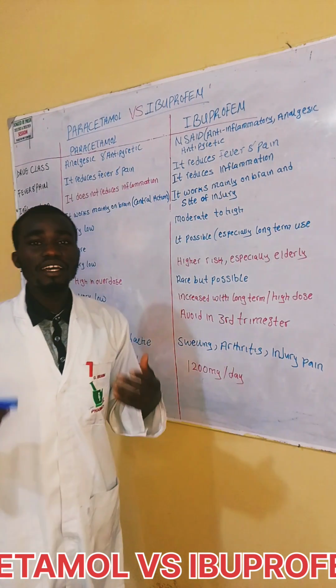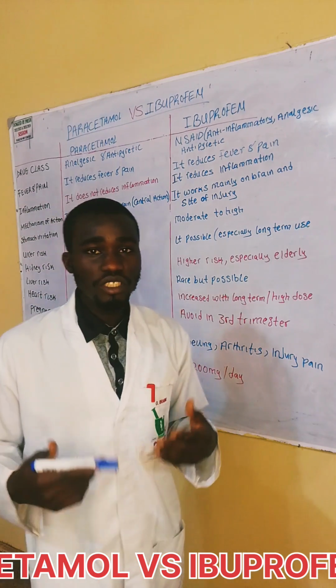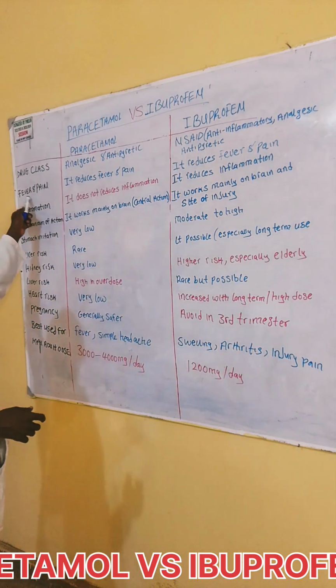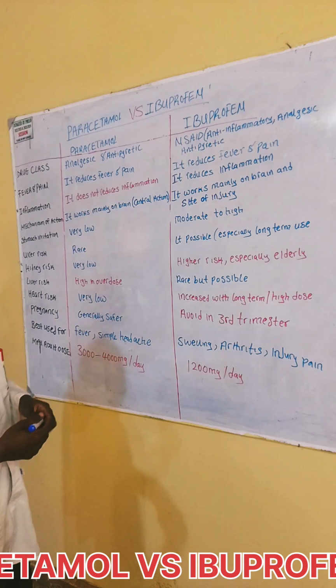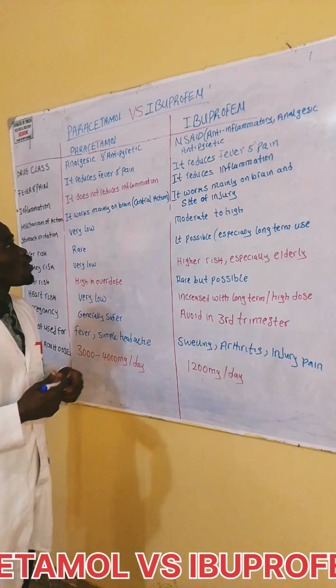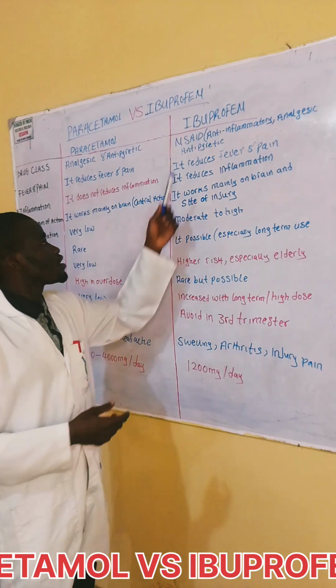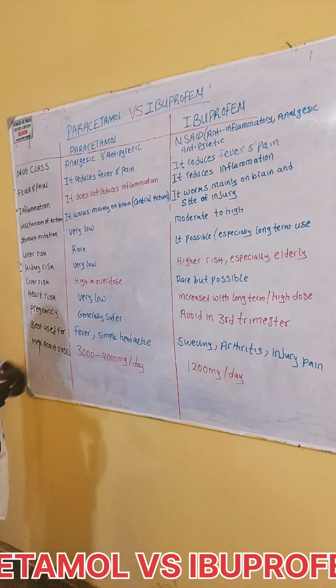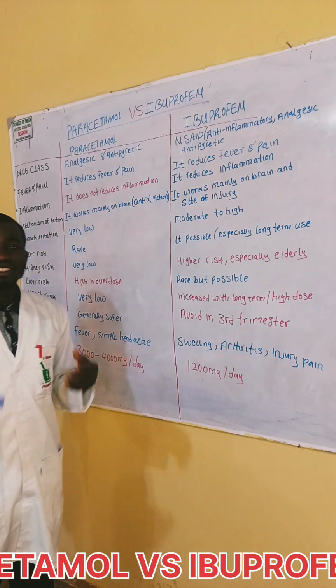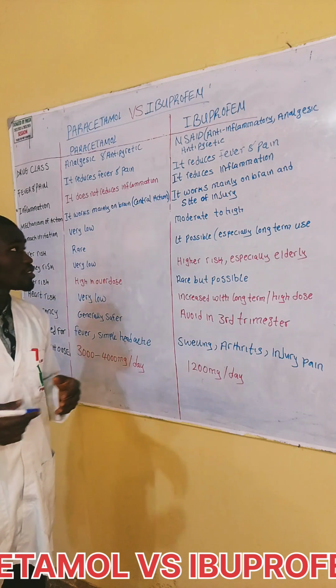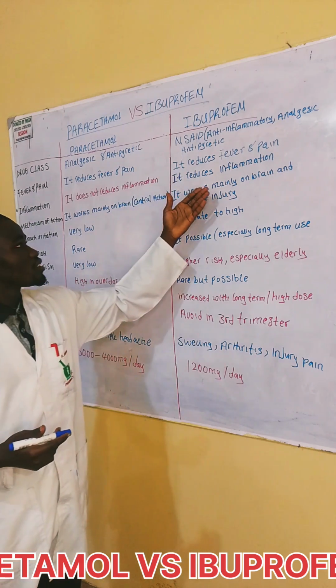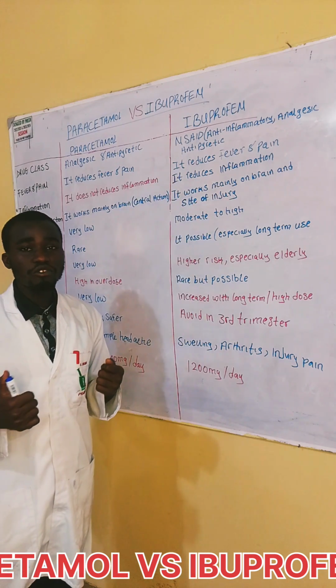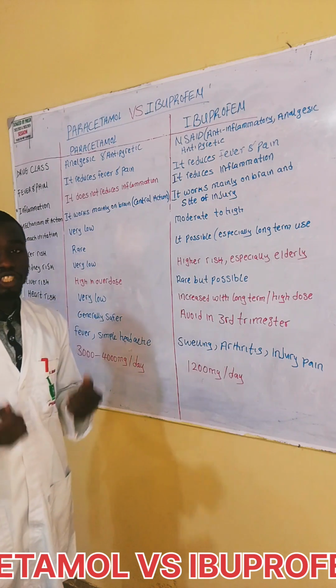That means ibuprofen can reduce inflammation in our body. And what about fever and pain? Paracetamol reduces fever and pain, while ibuprofen also reduces fever and pain. But inflammation, paracetamol does not reduce inflammation. It has weak anti-inflammatory action, while ibuprofen reduces inflammation. That means it has strong anti-inflammatory action.